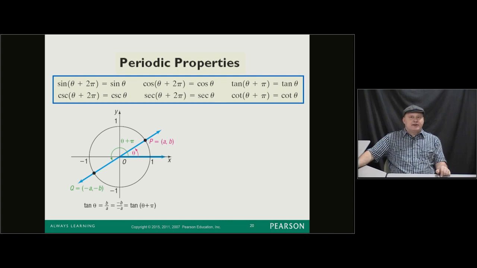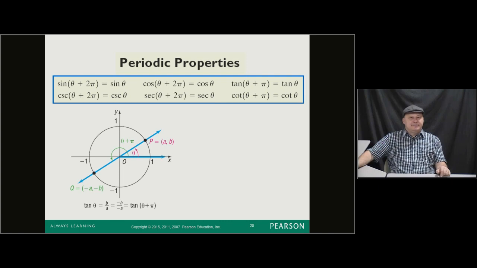So, what is that angle? Well, that angle is theta plus pi. So look at that last equation. That's pretty straightforward right there. Tangent theta is b over a. And b over a is the same thing as negative b over negative a. And then negative b over negative a is the coordinate in the third quadrant. So that's going to be tangent of theta plus pi.